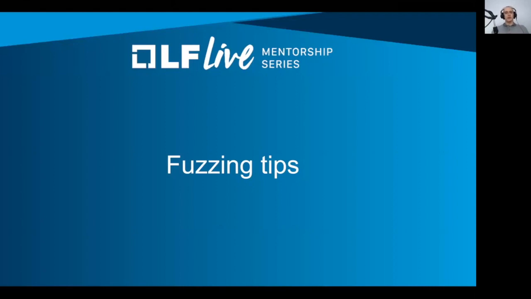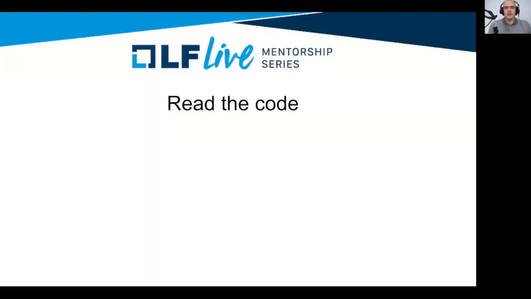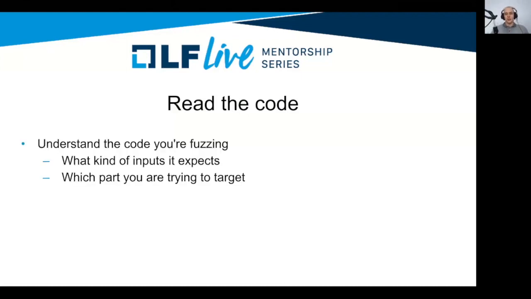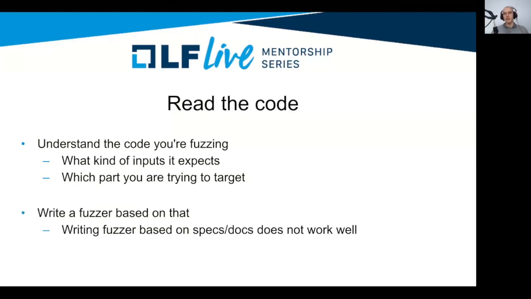Okay, now I want to share some generic fuzzing tips. The first one is read the code. The ultimate target that you're trying to fuzz is the code. So instead of relying on documentation or specs, like in the case of USB, where I read a lot of USB specs, they are not always relevant. You should try to read the code. You should understand what kind of inputs it expects, how it behaves, and write a fuzzer based on that.